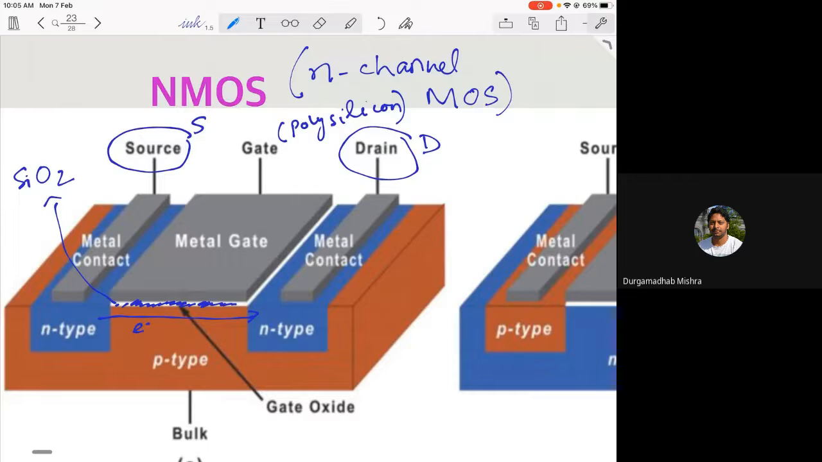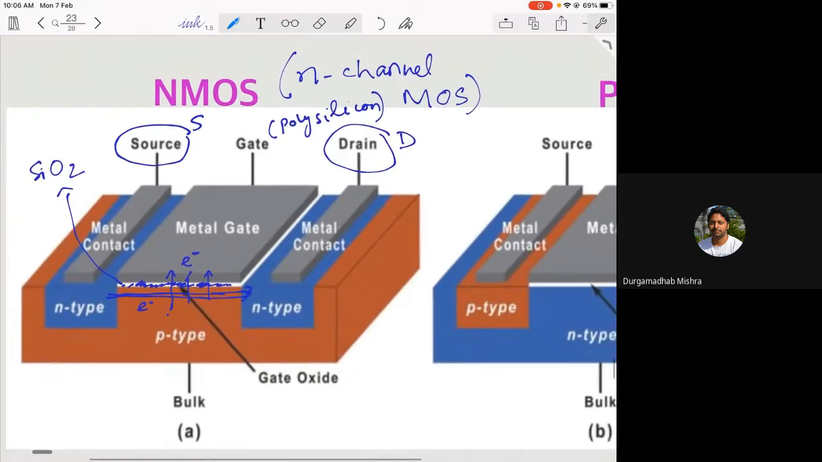This dielectric or oxide layer acts like a barrier, so electrons cannot flow perpendicular to this interface. Electron flow will only happen from source to drain, through a channel which forms underneath your oxide layer.